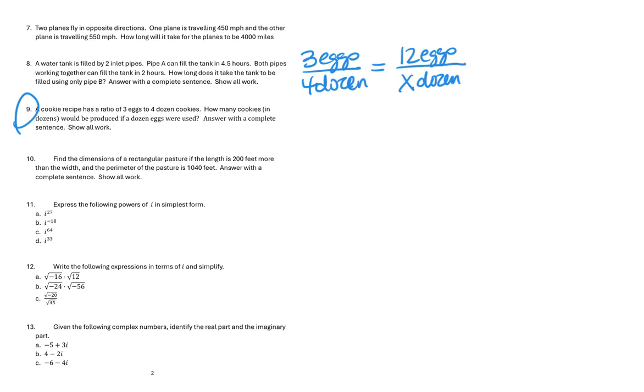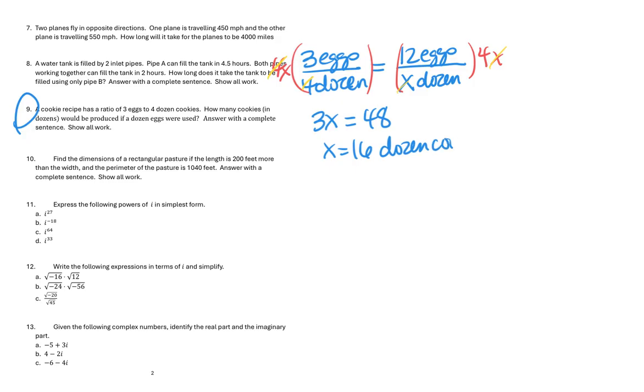So I can solve that by multiplying both sides by the denominator. So I'm going to multiply everything by 4x. And so if I do that, then that 4 divided by that 4 makes 1, and that x divided by that x makes 1. So what I'm left with is 3x equals 12 times 4, which is 48. If I divide that by 3, I get x equals 16 dozen cookies.